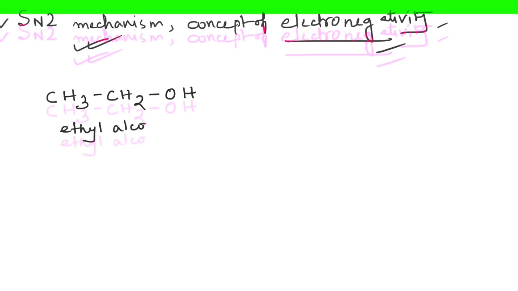Okay, in SN2 mechanism, remember only backside attack occurs. Just remember this. Okay, now let's take one alcohol molecule. We are taking CH3CH2OH. Okay, and we are giving one base molecule. This is ethyl alcohol. Okay, and we are using NaOH as the base. Clear?